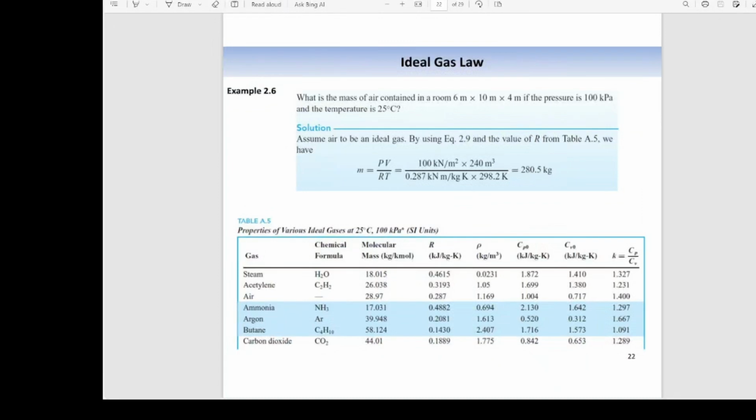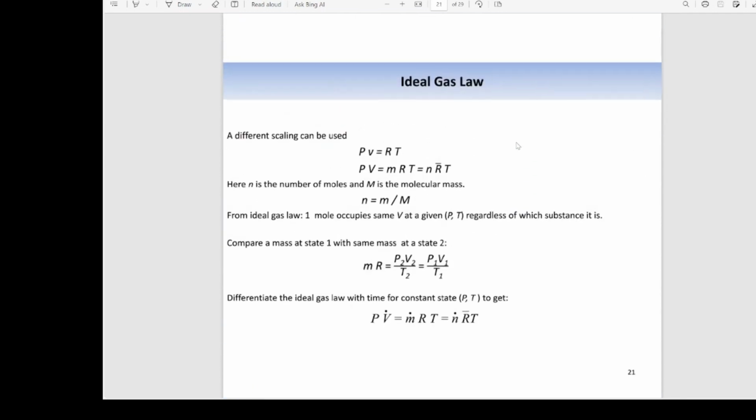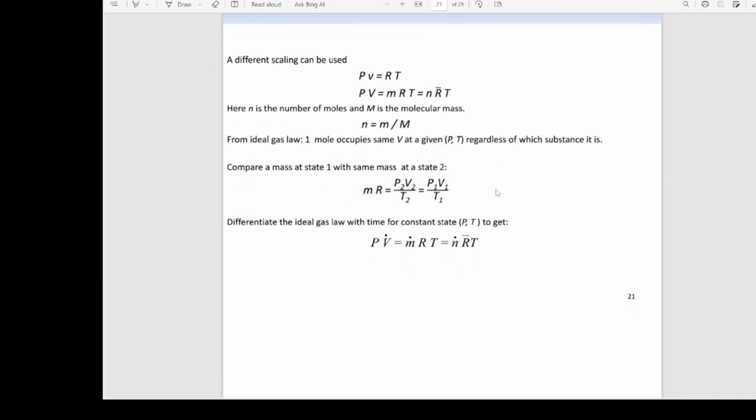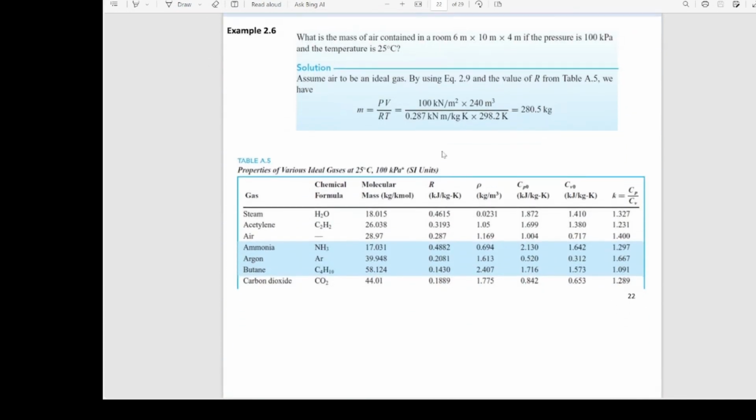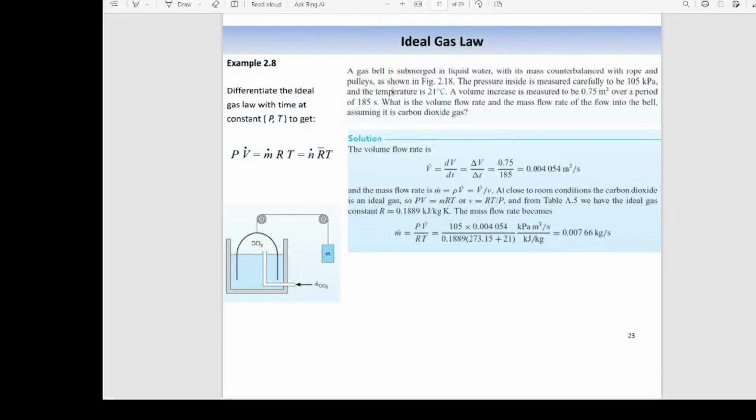Next example is an application of the ideal gas law, and this one is just trying to determine the mass of air that's contained within a volume at a certain given pressure and temperature. With that, the only unknown is m, so we can apply the appropriate form of the equation, which is right here. So you have pressure times the volume divided by R times the temperature. Volume's given, pressure's given, temperature's given. The only thing you need to look up is R, and then you can just solve for the mass.